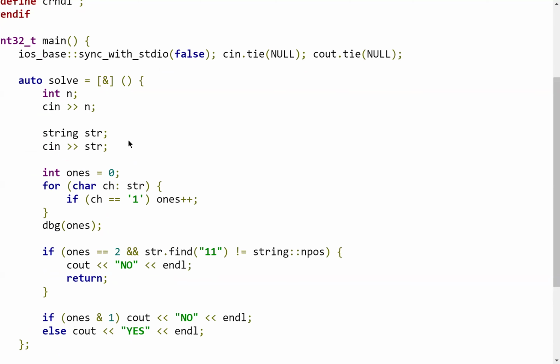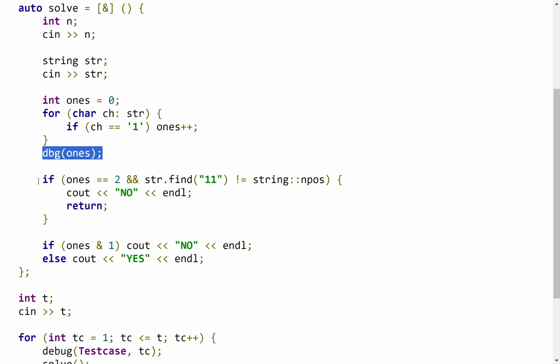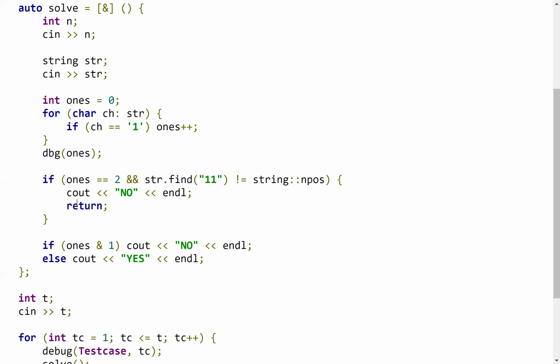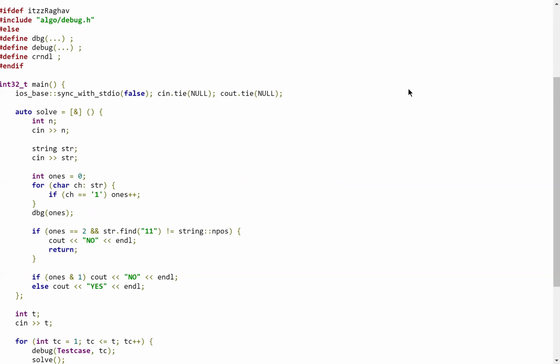First of all, I'm taking the inputs. Then I'm calculating the number of ones. Ignore this line. After that, I'm checking if the number of ones is equal to 2 and the string has 1 1 coming up together. This part is just checking if the substring 1 1 is present or not. In that case, the answer is no. Otherwise, the answer will depend upon whether ones is even or odd. So I hope the code is clear.